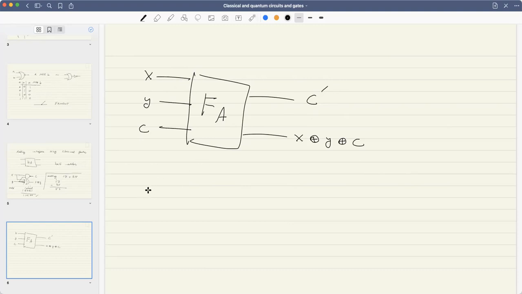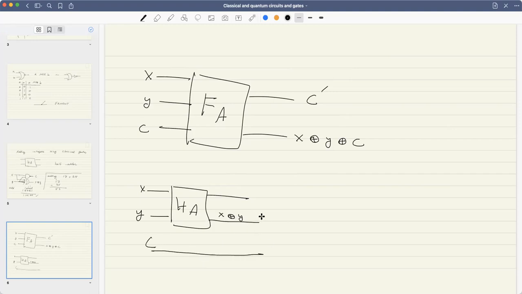So suppose I send in x and y. I do a half adder on x and y. Here, essentially, I have x plus y mod 2. Here is the carryover of this operation. And then this c that's coming in, I combine it with this x plus y mod 2. So here I'm going to get the sum of this plus this, the whole thing mod 2.